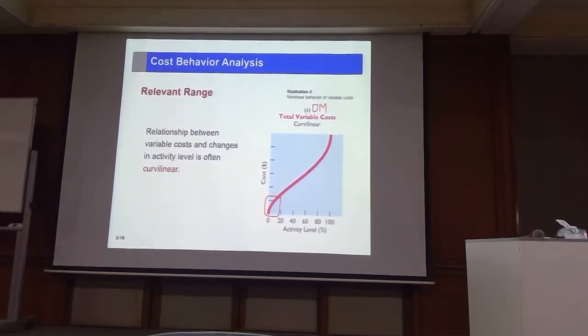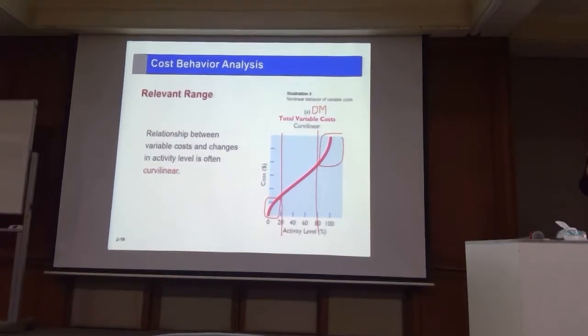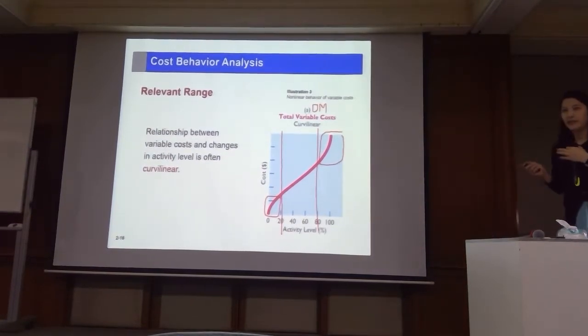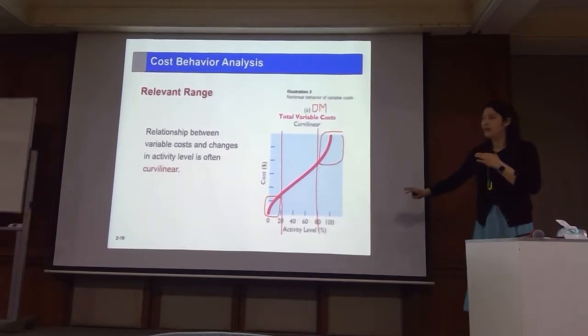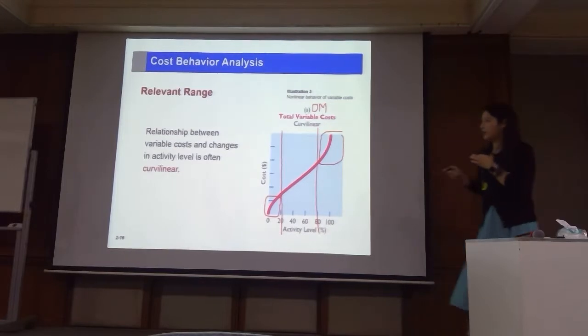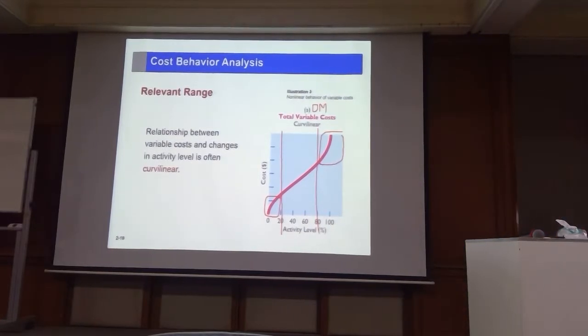But how about at the end? Let me draw like this. How about this part? Why does the slope become higher again? Can you guess why? We produce more, we should get more discount, right? But why does the slope become higher? Can you guess what happened?